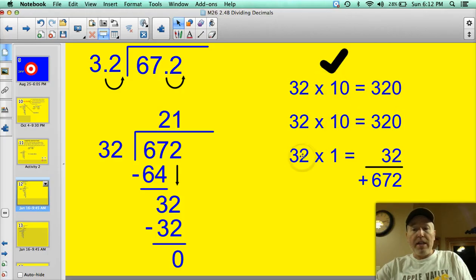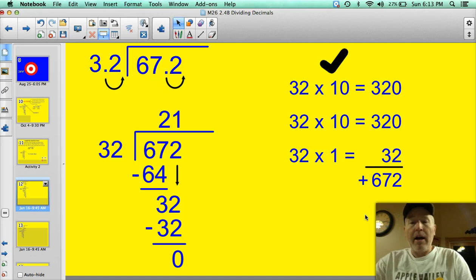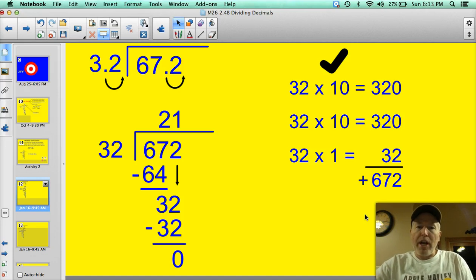If I take one more 32, 32 times 1 would be 32. Now I've got my 21 32s. There's 21 of them. Add that all up, I have 672. That mental gymnastics I'd like you to get used to doing, just so that you have a quick check to make sure your answer makes sense and is right.